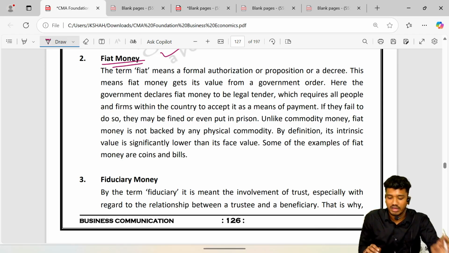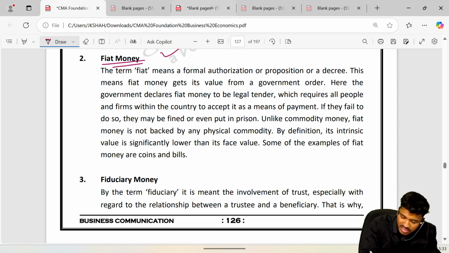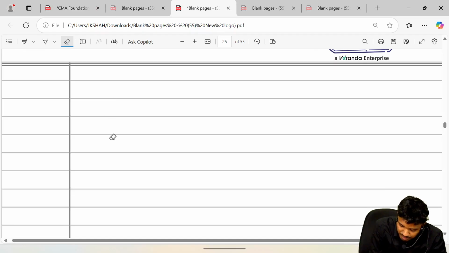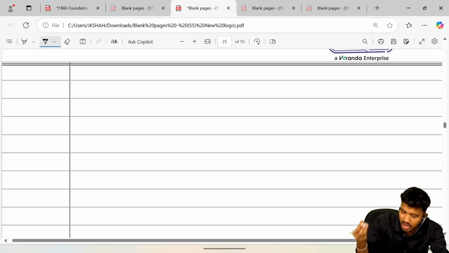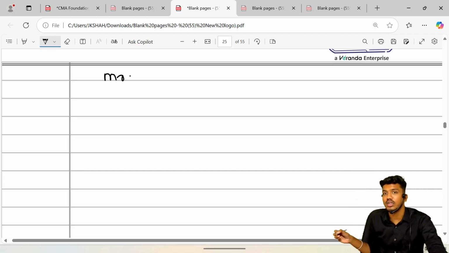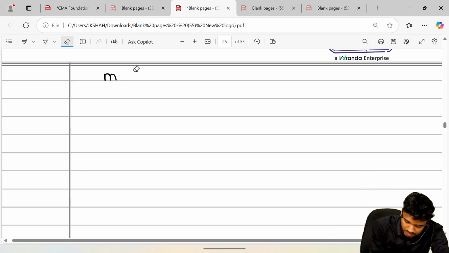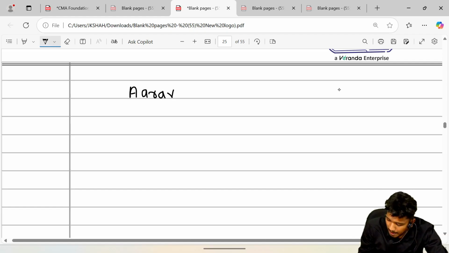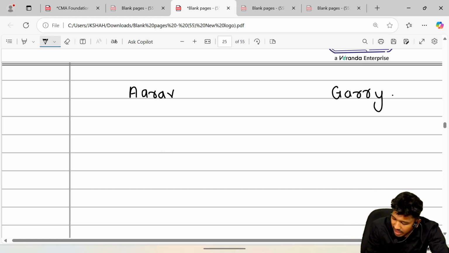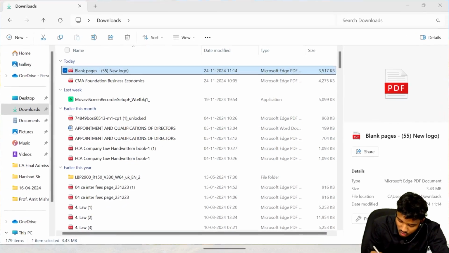Acha, now tell me what happens. Let's take an example and understand it nicely. I have a piece of paper. There are two students, one named Arav and another named Gary. Now understand this very nicely. Mr. Arav has a note.